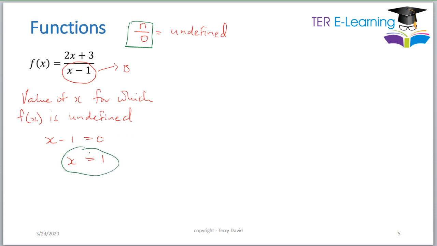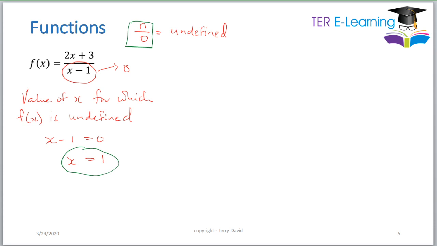So my answer is this. When x is equal to 1, the function is undefined, because when I substitute 1 into that equation, I'm going to end up with something divided by 0, right? So make sure you know what that term means. Once I say the value of x for which the function is undefined, we need to put the denominator equal to 0 and solve for x. That is what we're doing, right?